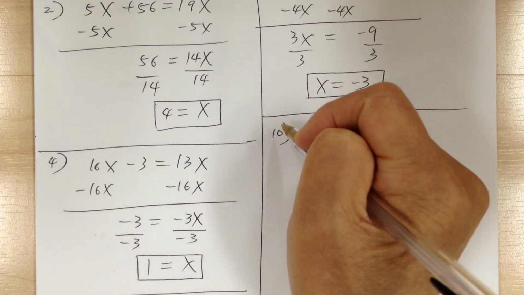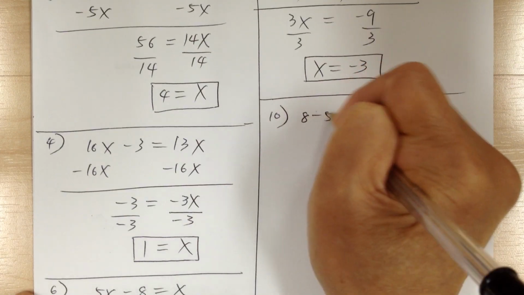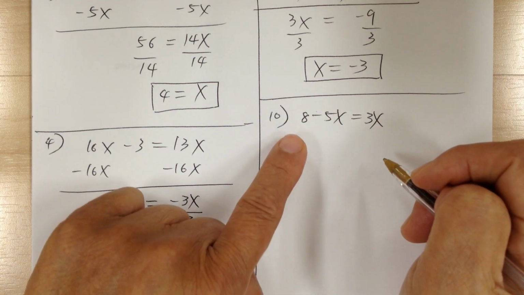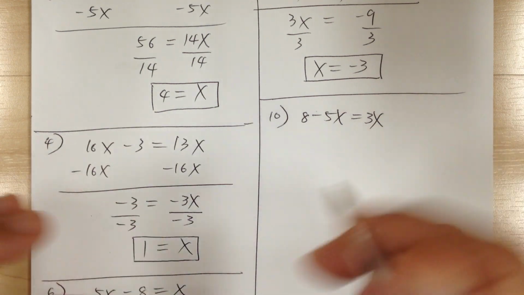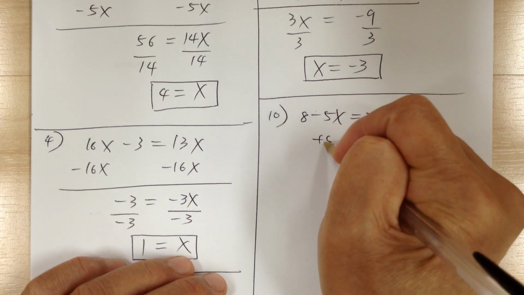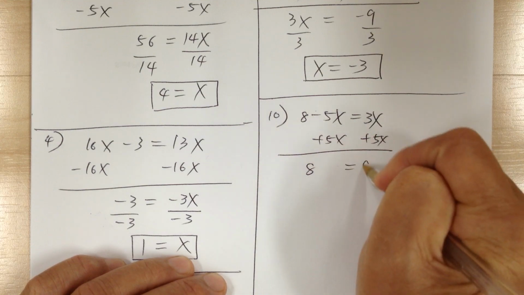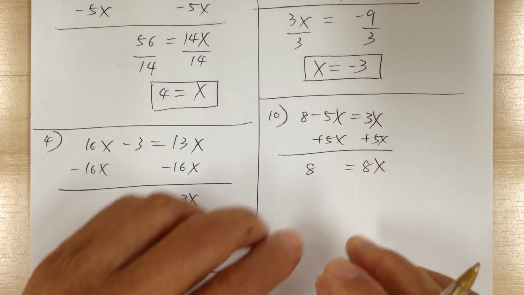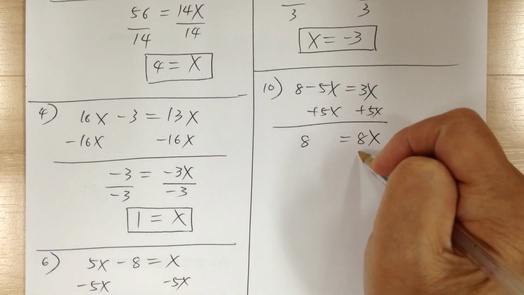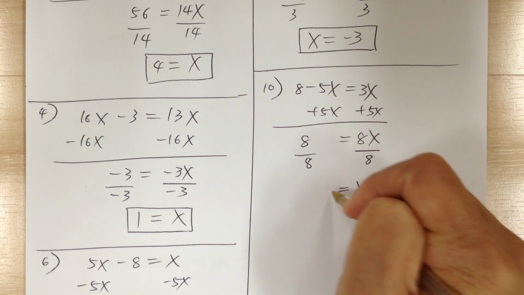Okay, number 10. You have 8 minus 5x equal to 3x. So again, keep the number on one side and the variable on the other side. So that's going to be plus 5x, plus 5x. So you got 8 equal to 8x. So again, you want to get all the numbers on one side, all the variables on the other side. And that way you can divide by the coefficient and you can solve. So x equal to 1.